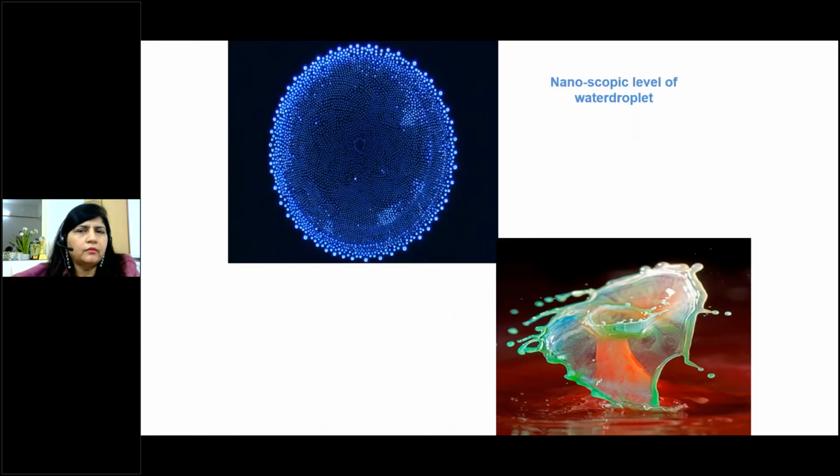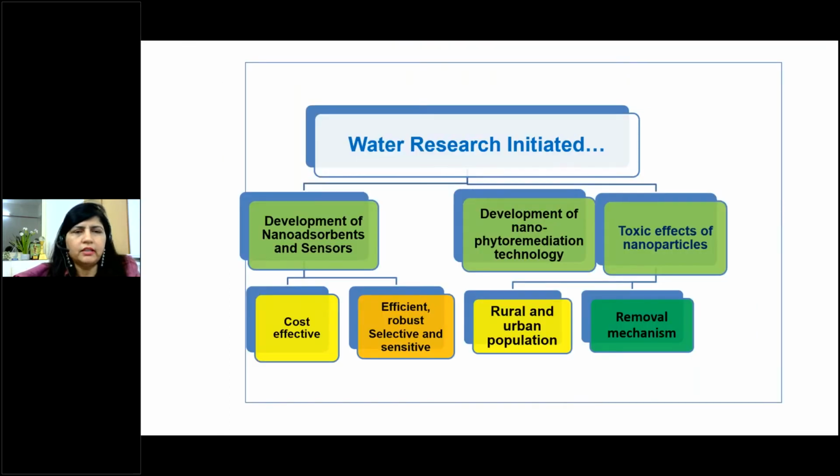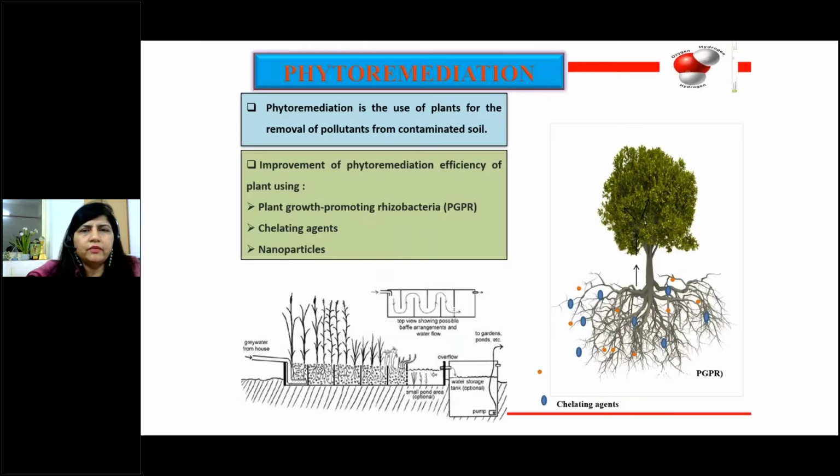As a scientist, I observe nature, and I find that if there is a problem in nature, the solutions are also in nature. So I took bio-inspired, nature-based solutions for the removal of fluoride contamination. We initiated our water research in three areas: development of nanoadsorbent sensors, development of nano-phytoremediation technologies, and studying the effects and toxicity of nanoparticles on plants. Luckily, we have patented all of this, and these technologies are at the commercial stage. Way back we started with phytoremediation.